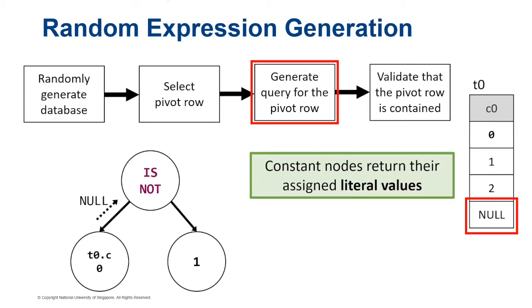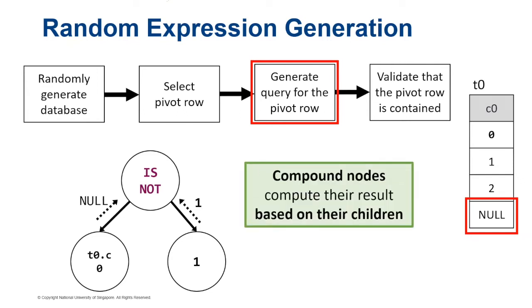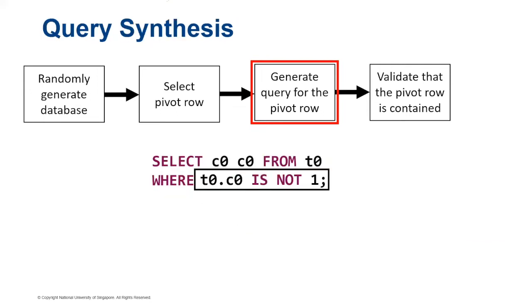Then the other kind of leaf nodes are constant nodes. So they return their assigned literal values. And then compound nodes, they compute the result based on their children. So here, this node that we implement needs to check that null IS NOT 1. And this returns true. Now we know that the predicate is true, so we can directly use it in a where clause. We could have also used it in a join clause.